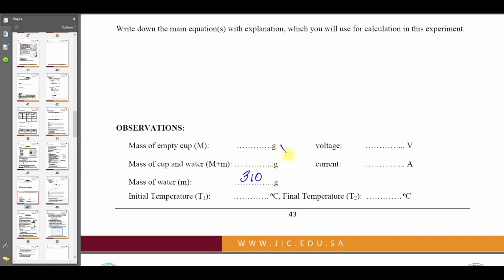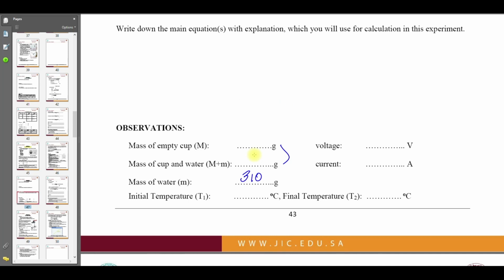However, just to explain how to get this too, to get the mass of water M, you simply need to get the mass of cup and water, that's M plus a small letter m, minus the mass of an empty cup. That's how we get the mass of the water in the lab. Let us go back to our simulation and let us start it.